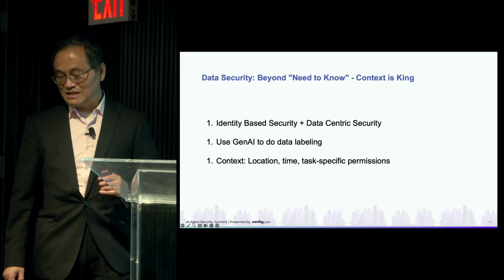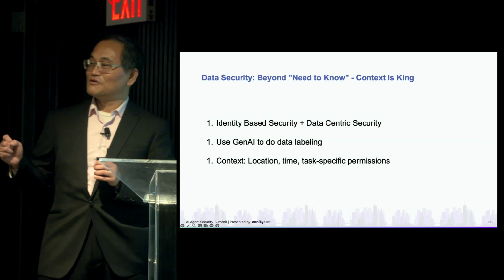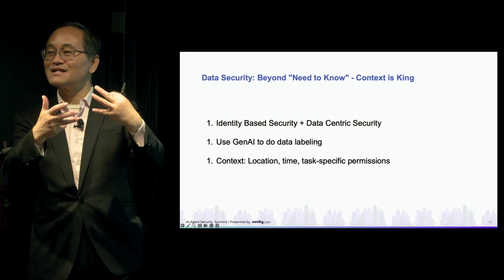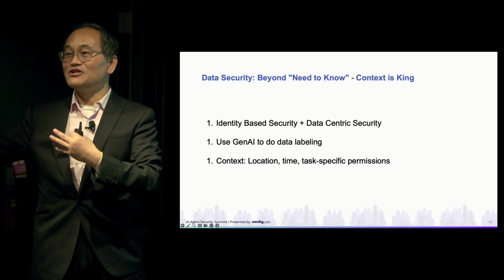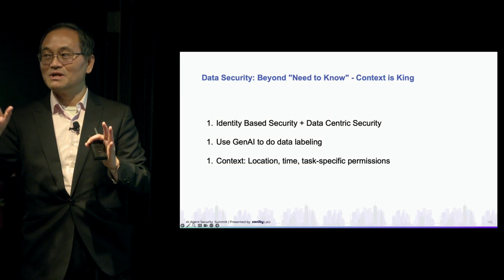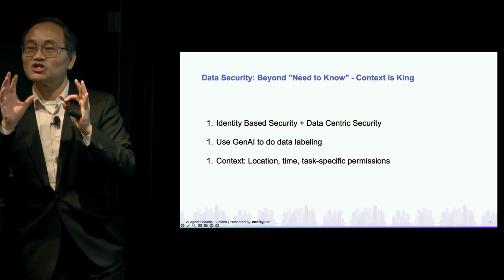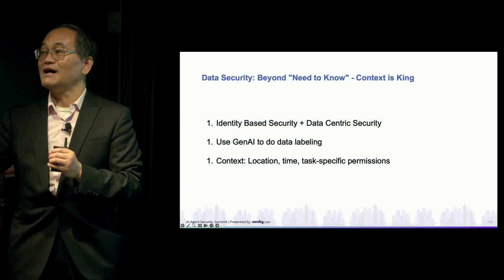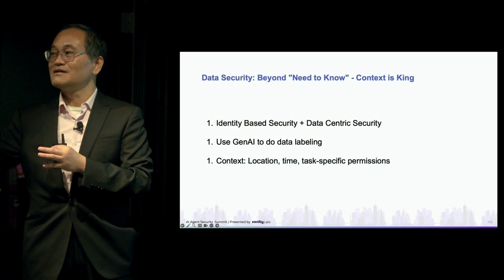One thing: there's a startup trying to manage agentic AI applications based on identity. I told them that's not enough. You cannot focus solely on identity. You have to focus on the data. It has to be data and context centric, so you basically have to label the data.